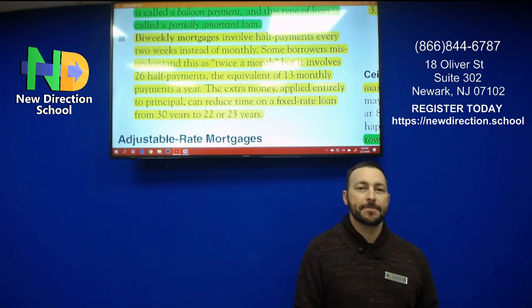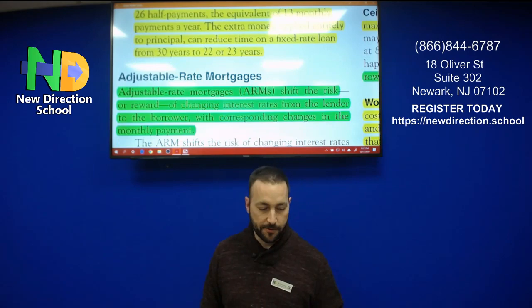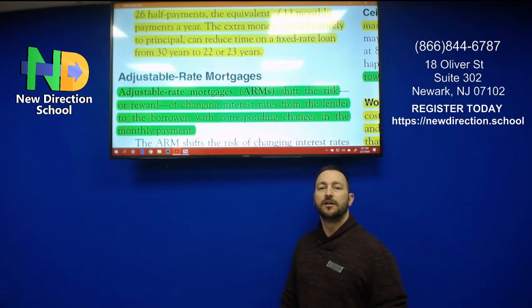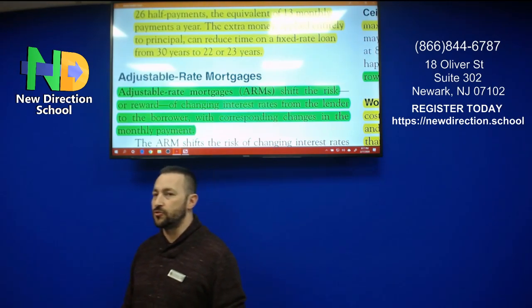Anyway, adjustable rate mortgages. Fixed rate is the same payment every month. If it's an adjustable rate mortgage, what happens to your payments? They go up and down, they fluctuate. It's variable. Now, it says right here that adjustable rate mortgages, or ARMs, shift the risk or reward of changing interest rates from the lender to the borrower, with corresponding changes in monthly payment.